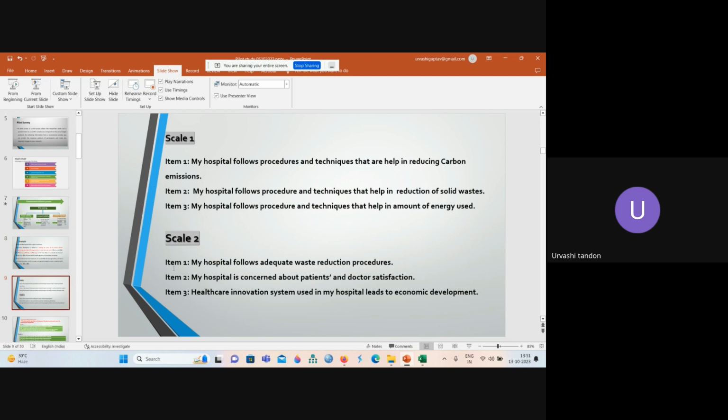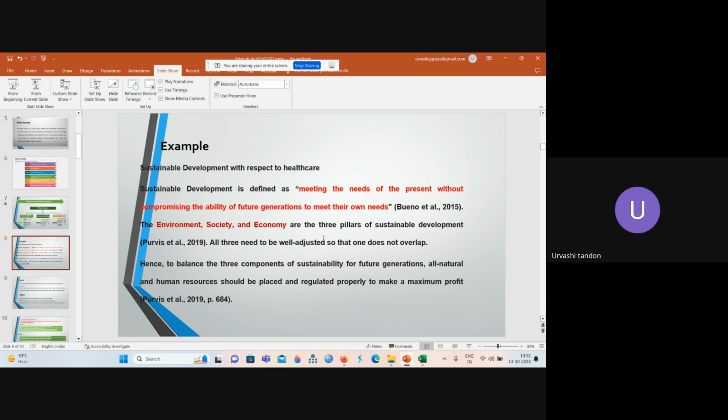So now you just read the scale 2. My hospital follows adequate waste reduction procedure. That is something related to your environment. Then my hospital is concerned about patients and doctor satisfaction. That is something related to your social part or society. And third is healthcare innovation system used in my hospital leads to economic development. So do you think scale 2 is measuring all these three pillars: environment, society, and economy?